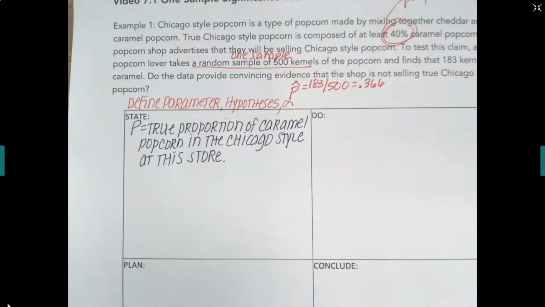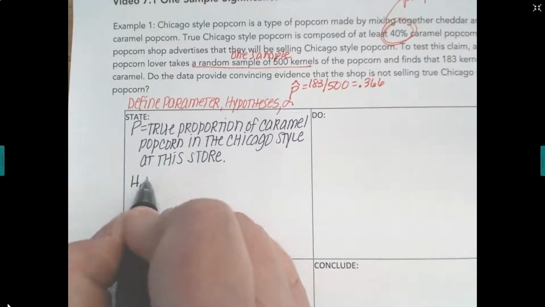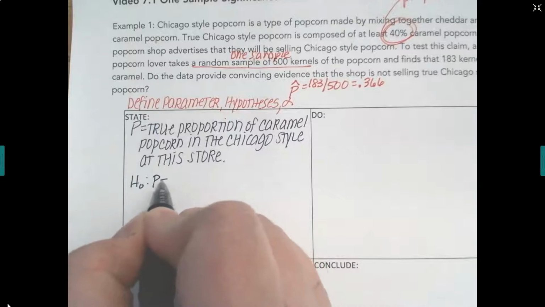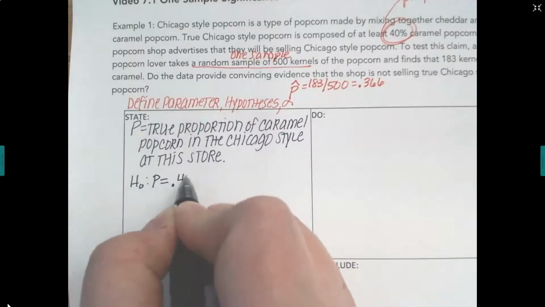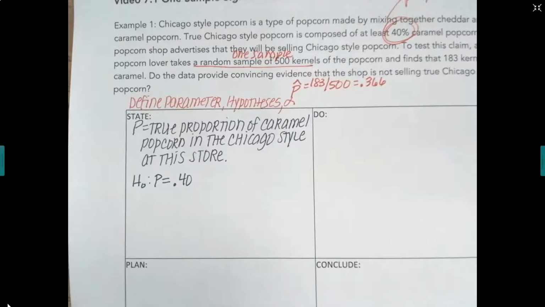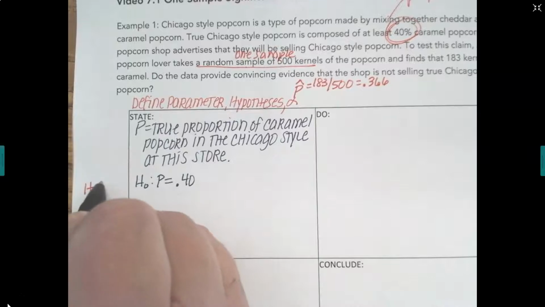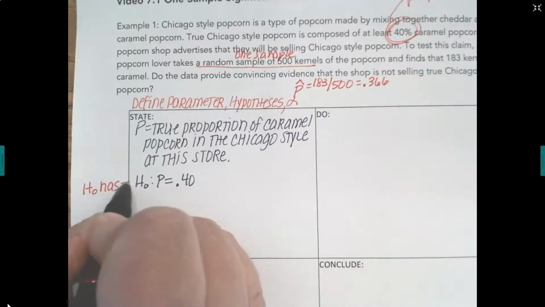Now we need to write some hypotheses. So if it's going to be considered Chicago-style popcorn, it must have at least 40% caramel popcorn. So for our null, we're going to say the true proportion is that 40%. Okay, so remember when we're writing hypotheses that your null has an equal sign.